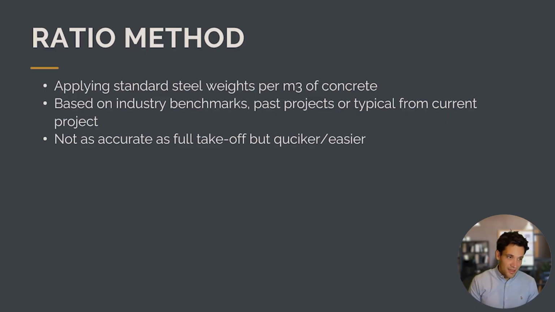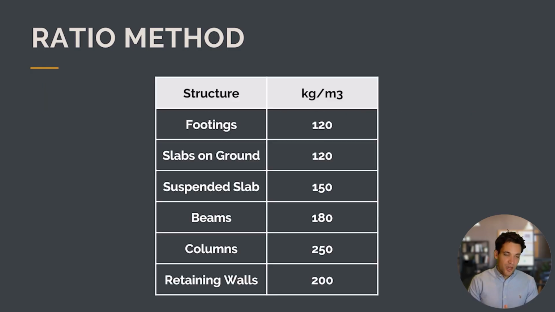Okay, so the next method is the ratio method, which is quicker, easier, and faster, but again, less accurate. This is where you apply standard steel weights per meter cubed of concrete to different types of structures, and it's based on industry benchmarks, past projects, or typical data from the current project. It's not as accurate as a full takeoff, but it is quicker and easier. So what are standard ratios you can use?